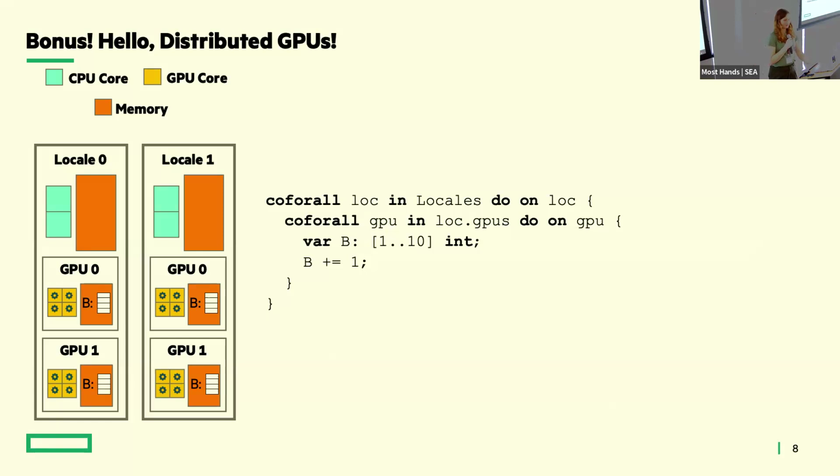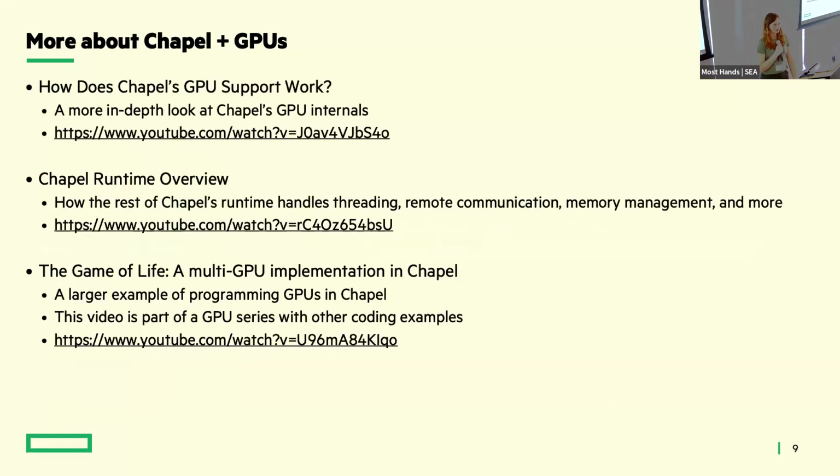So this has been a very lightning fast overview of Chapel's GPU support. There is so much more to it. If you want a much deeper dive into Chapel's GPU support, more of that nuts and bolts that I gave the high-level overview of, that top video is a great resource. Chapel's internals of the runtime in general is that middle one. And if you don't care about the internals and you just want to write GPU code, that bottom one is a part of a series in writing GPU code in general.